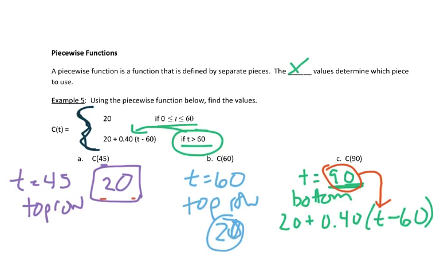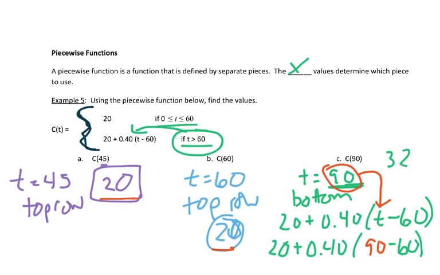Now in part A, there was no t to replace, and same with part B, so we just had to write 20. But in part C, we have to actually find that number. So we'd have 0.40, and then we'd put in 90 minus 60. And I would just type that into your calculator all at once. Don't do it in parts. And you should get an answer of 32.